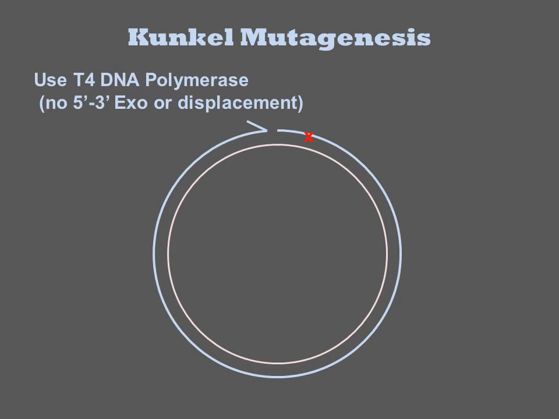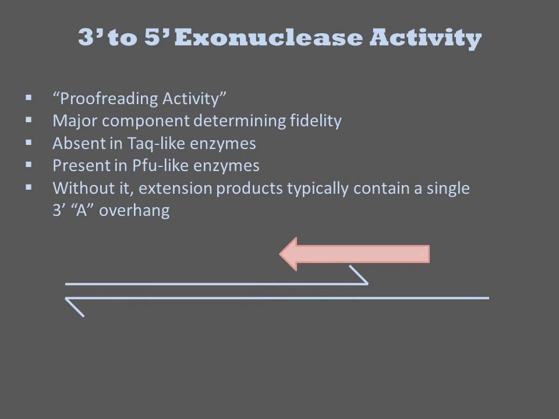The DNA is then transformed into E. coli, which can repair the nick. If a different polymerase were used that did strand displacement or exo, the X would become dislodged or degraded and would not be incorporated into the final sequence.